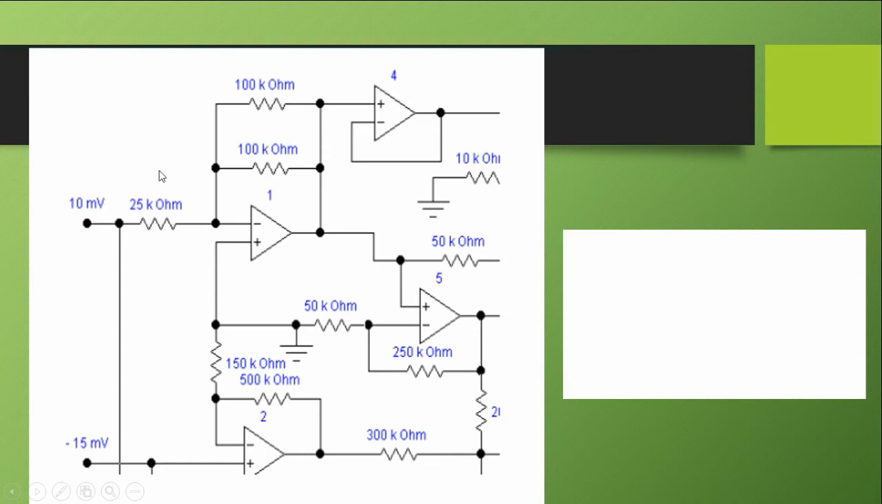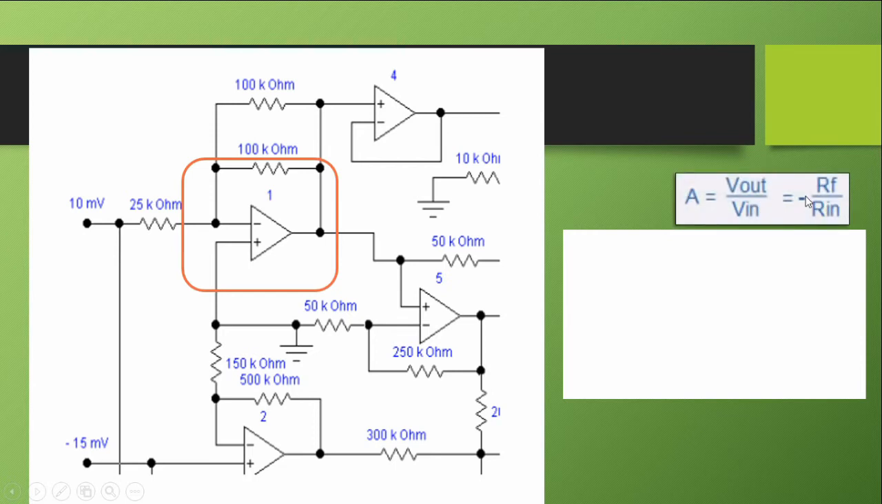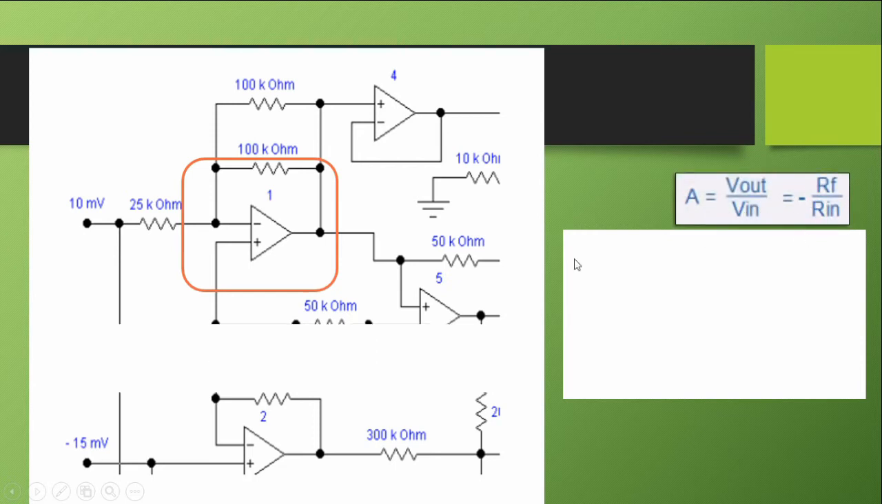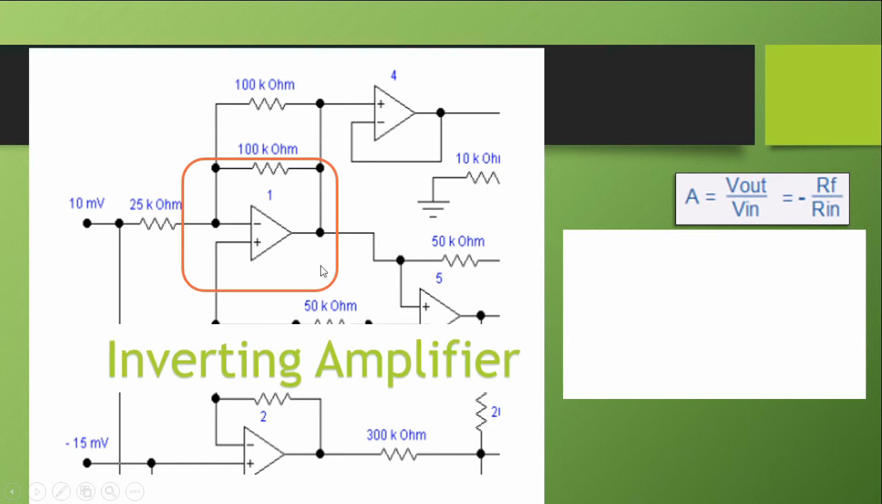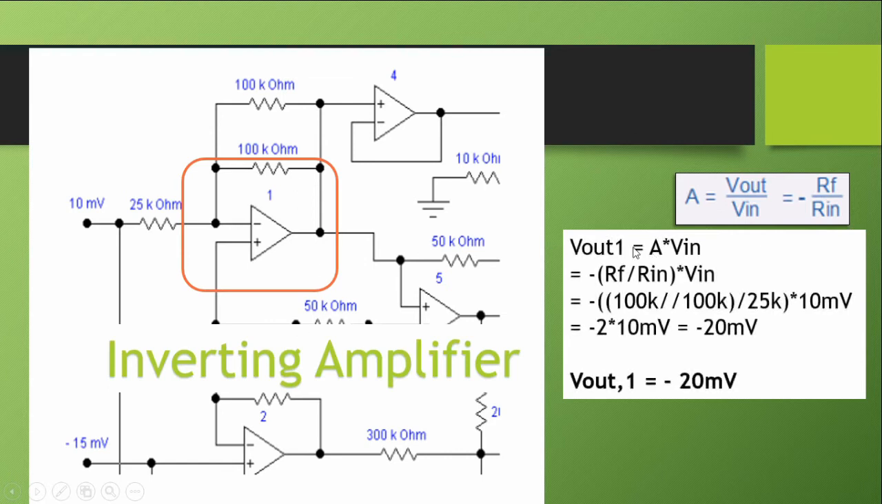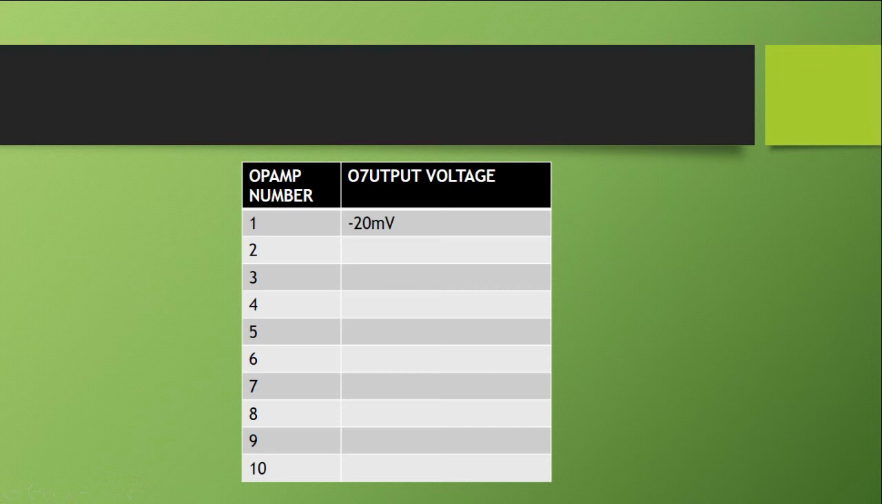And negative of that, negative RF over Rin. So negative 2 times the input, which is 10. So 10 times negative 2 is negative 20 millivolts. This is an inverting amplifier, so V out is negative 2 times 10 millivolts. So V out 1 of op-amp 1 is equal to negative 20 millivolts. We have solved the output voltage of the first op-amp.